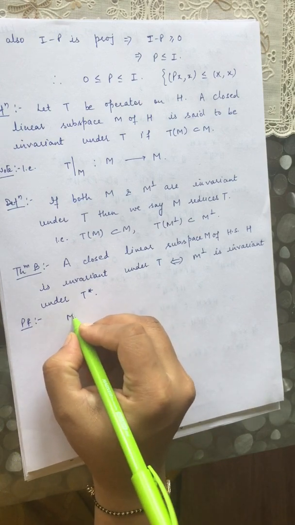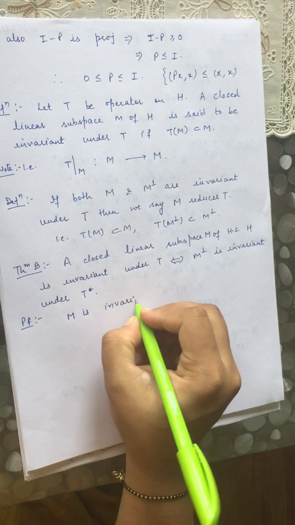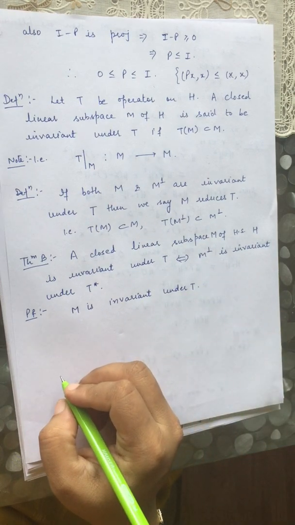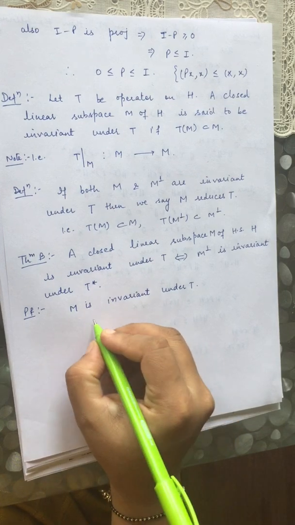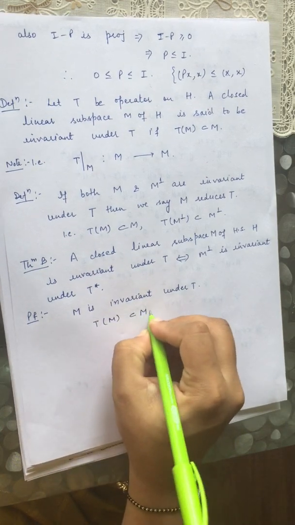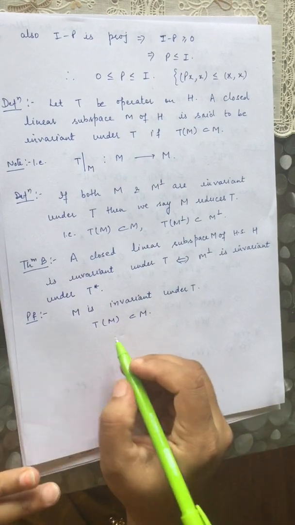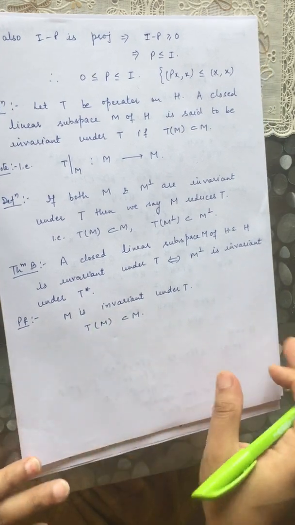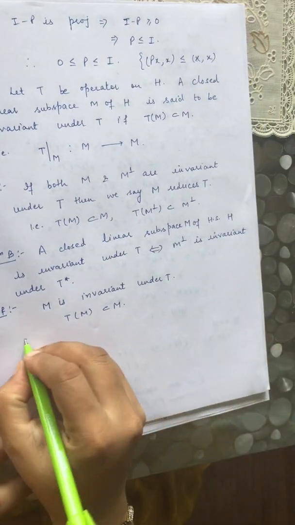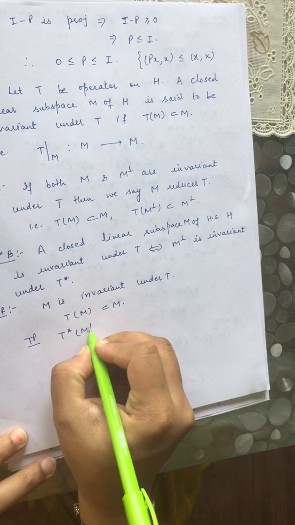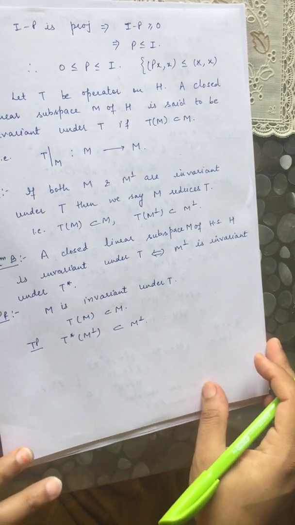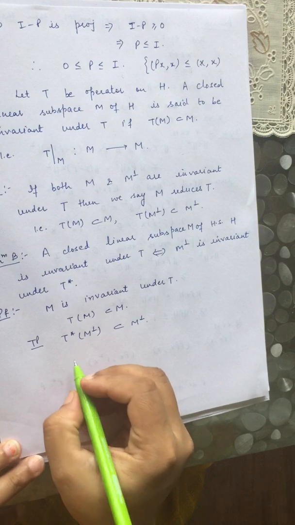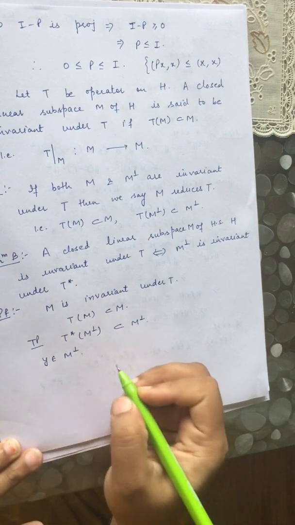Now firstly we assume M is invariant under T, and we have to prove M perp is invariant under T star. So if M is invariant under T, that means T of M is contained in M. That means for any vector x in M, T of x is also in M. Now we want to prove M perp is invariant under T star. That means we want to prove T star of M perp is contained in M perp. That means for any vector y in M perp, we want to prove T star y is contained in M perp. So let y belong to M perp, any vector.